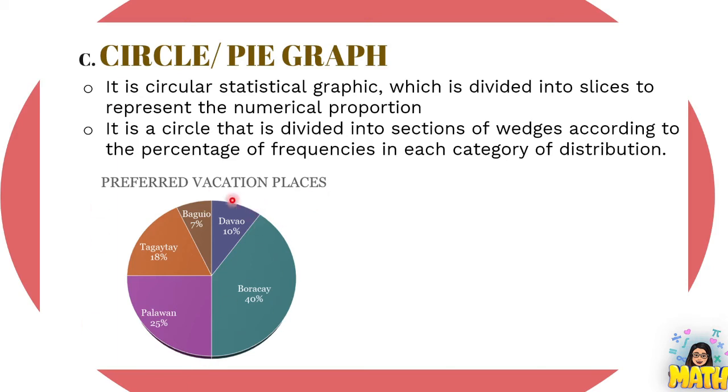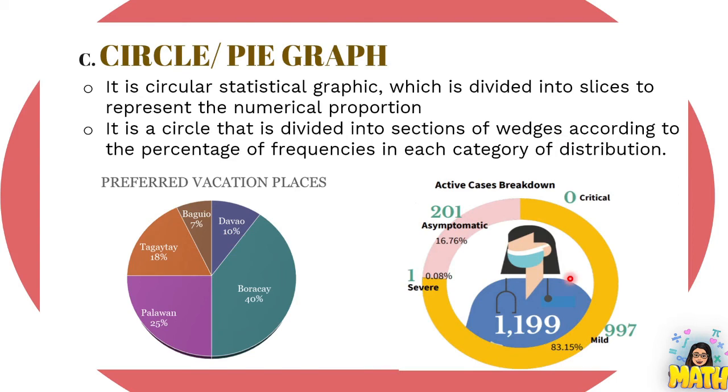So for example, in this graph, which shows the preferred vacation places of different persons, the whole circle, which is 100%, is divided into different slices or wedges. At kung gaano kalaki yung wedge nila or slices nila, yun din yung may pinakamalaki or mataas na percentage or frequencies or preference sa kategory na ito. For example, 40% ng mga tinanong ay mas prefer ang Boracay, while ang pinakakonting preferred vacation place is sa Baguio, which gathered 7% only.